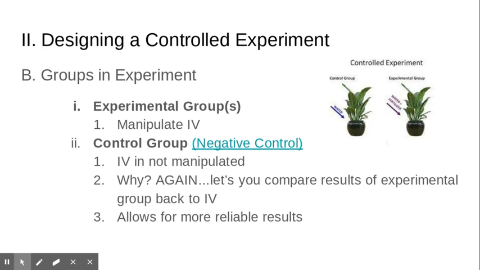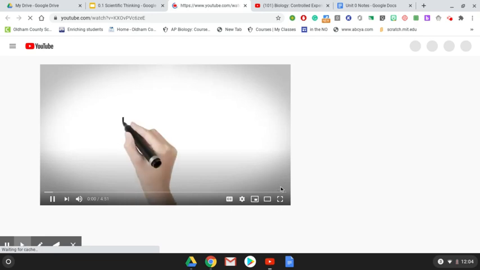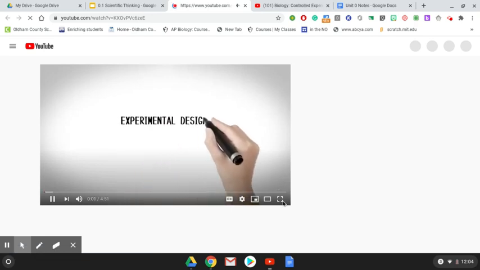Now, what we saw in the first video was a bit of an oversimplification of an experimental design and control group. So what I want to do is introduce you to a little bit more detailed level of thinking about controlling your experiment so that your results point back to an independent variable. So again, we're going to watch this video. All you have to do is keep your eyes on the screen, and here we go.